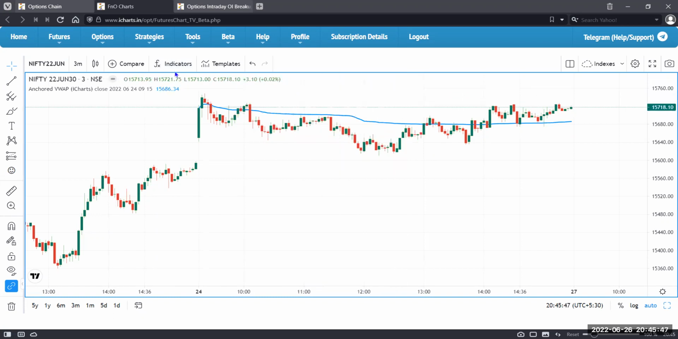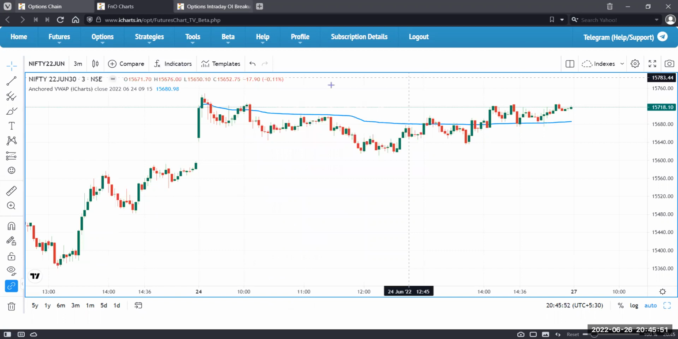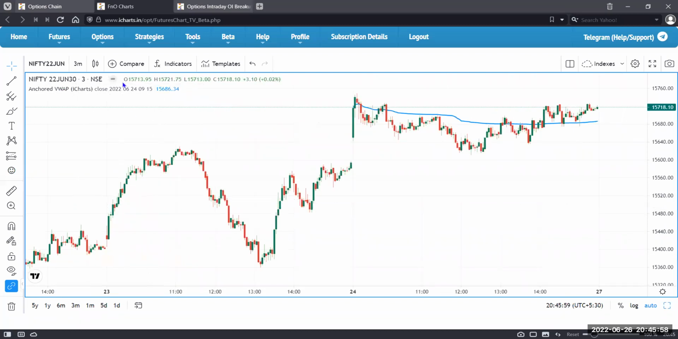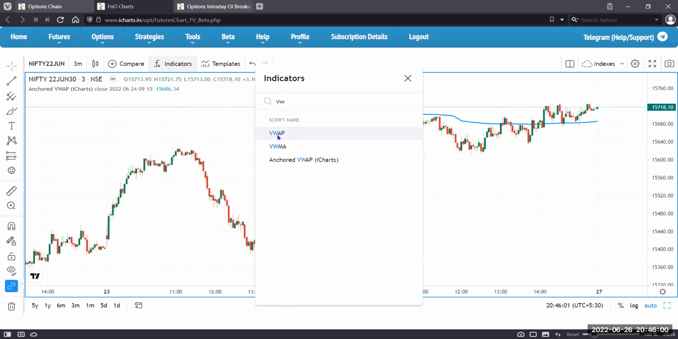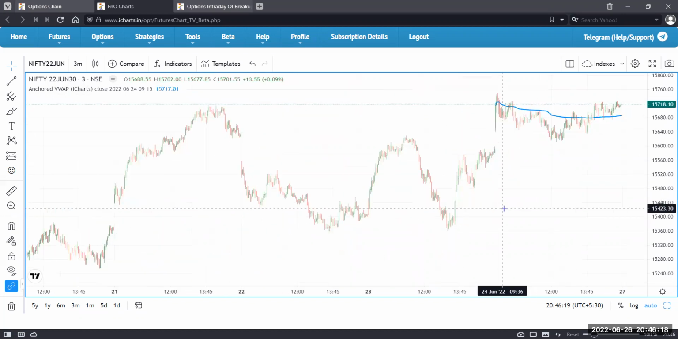Which one is better, sir, anchored VWAP or VWAP? No, actually, see, VWAP always starts from 9:15 every day. So it's not the previous day. Any day the market opens, it will shift to this and then continue for the day until the last bar. Then next day again it starts from here. So this is a continuous one.